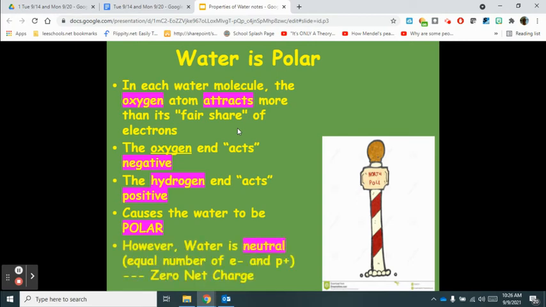However, water is neutral, so it has an equal number of electrons and protons. It has a 0 net charge. It is only polar because the oxygen is pulling at the electrons stronger than the hydrogen is.